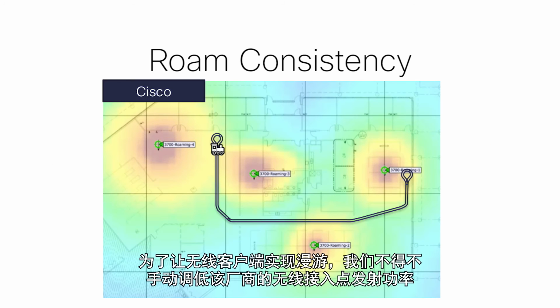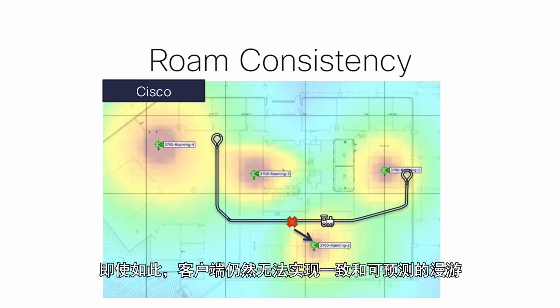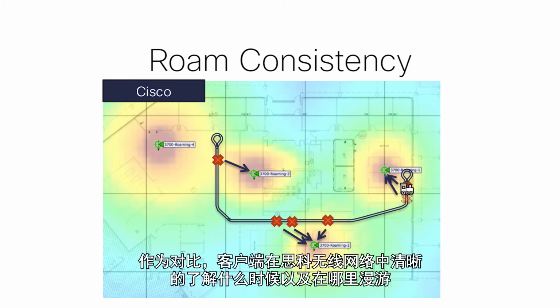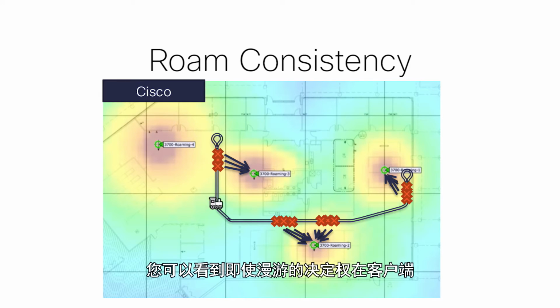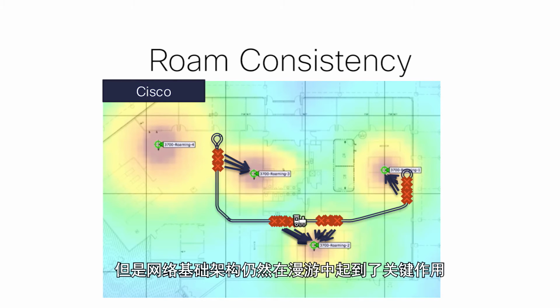To help facilitate the roaming, we manually lowered the output power on the competitor's APs. Even in this test case, the competitor still did not roam consistently or predictably, whereas with Cisco, you knew when and where the client was going to roam. So as we've seen, the infrastructure plays a critical role in the roaming process, even though it's the client who actually makes the roaming decision.